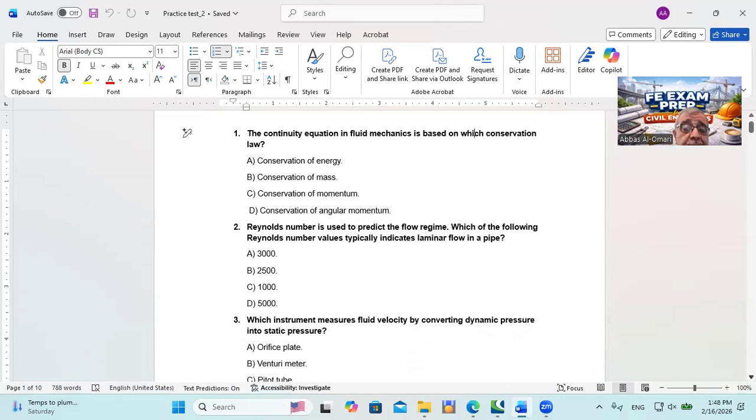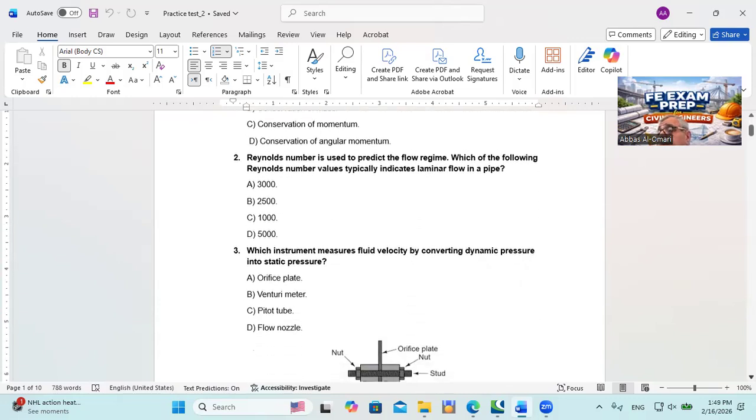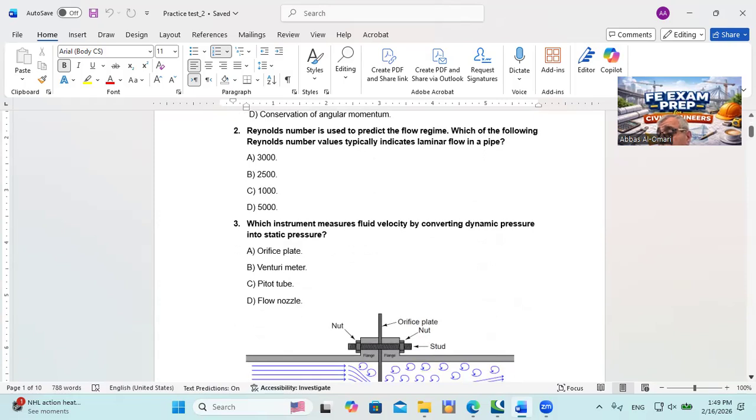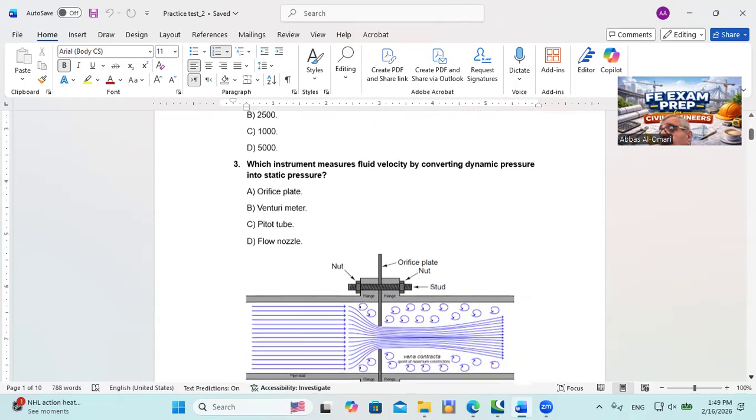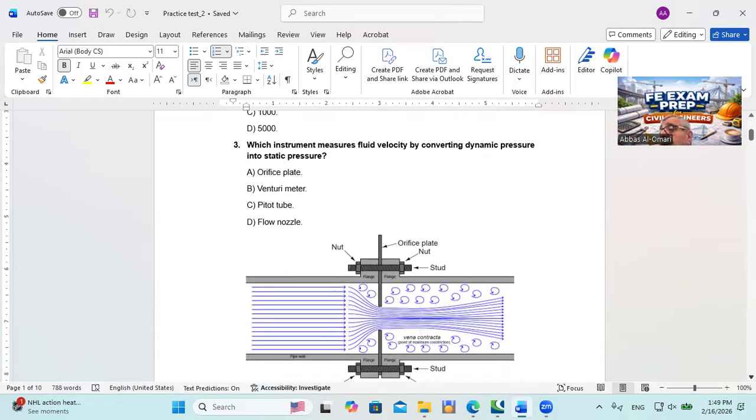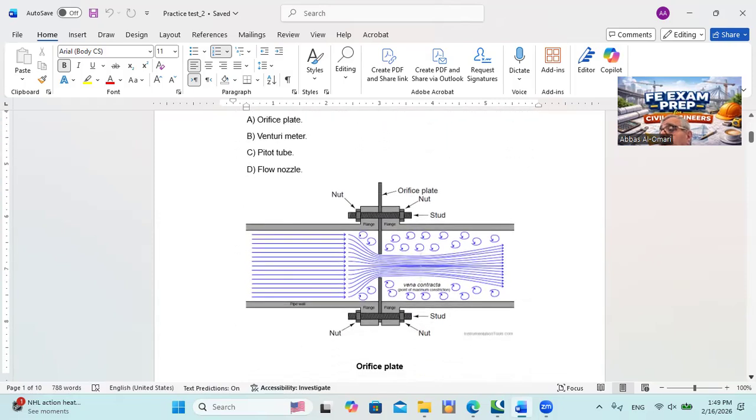So among the choices here, C represents laminar flow because the Reynolds number is less than 2000. Question number 3. Which instrument measures fluid velocity by converting dynamic pressure into static pressure? Now there are several choices: orifice plate, venturimeter, pitot tube, and flow nozzle. Let's look at these different devices, measurement. All these devices measure flow in pipes.